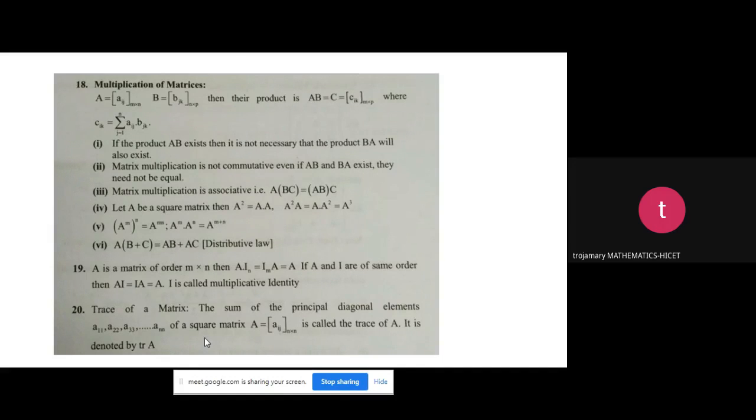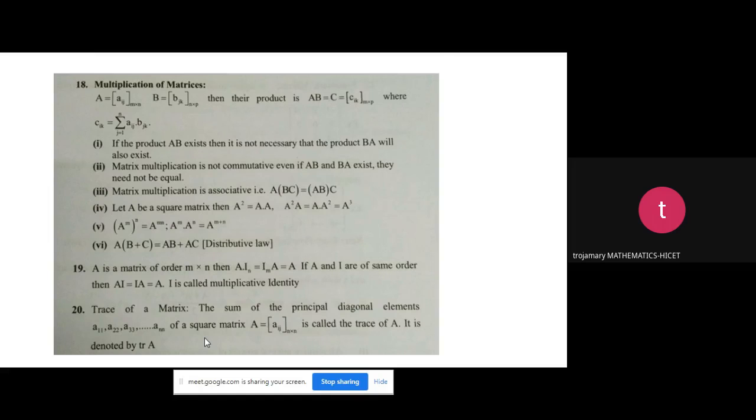Now A into B plus C equals AB plus AC. This is the distributive law. Okay. So A is a matrix of order M by N. Then A I power N equals I power M A equals A. Okay. This I is called the multiplicative identity.